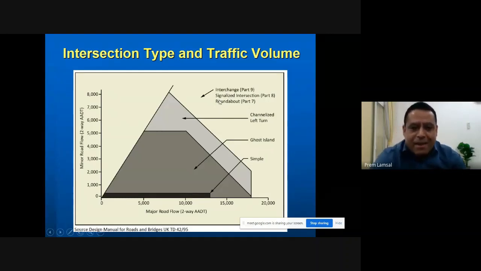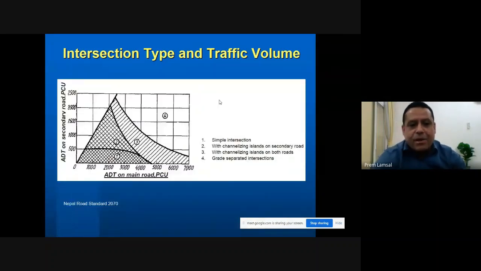But I will bring you back to the graph included in Nepal Road Standard 2070, where the traffic volumes are very low. We can manage traffic volume much above this figure without going to grade separation. So I strongly recommend that the authority look into this and amend this graph.